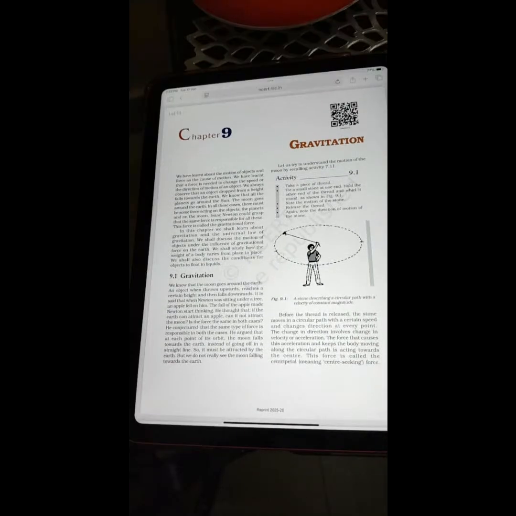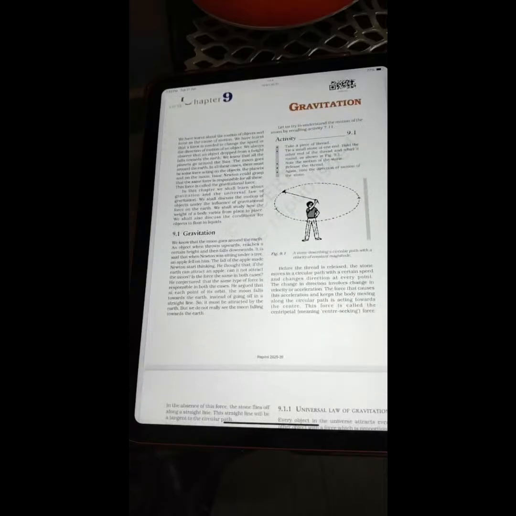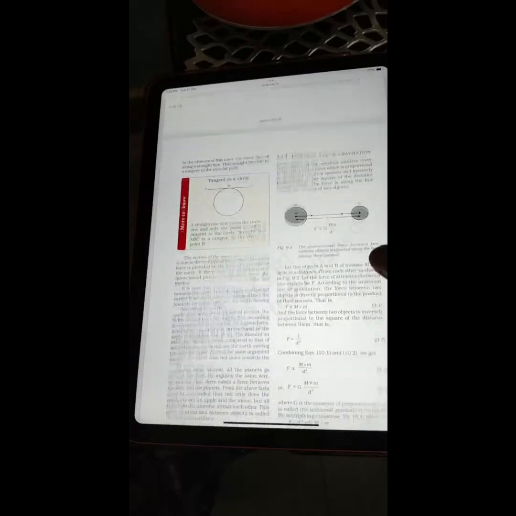Let's move on to the next paragraph. Before the thread is released, the stone moves in a circular path with a certain speed and changes direction at every point. The change in direction involves change in velocity or acceleration. The force that causes this acceleration and keeps the body moving along the circular path is acting towards the center. This force is called the centripetal, meaning center seeking force.